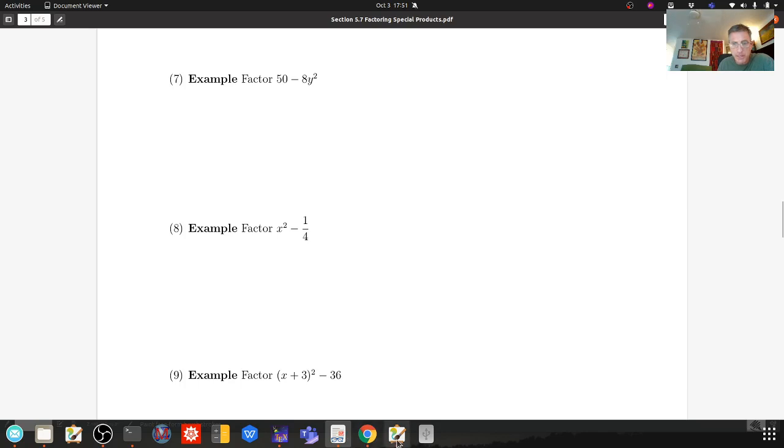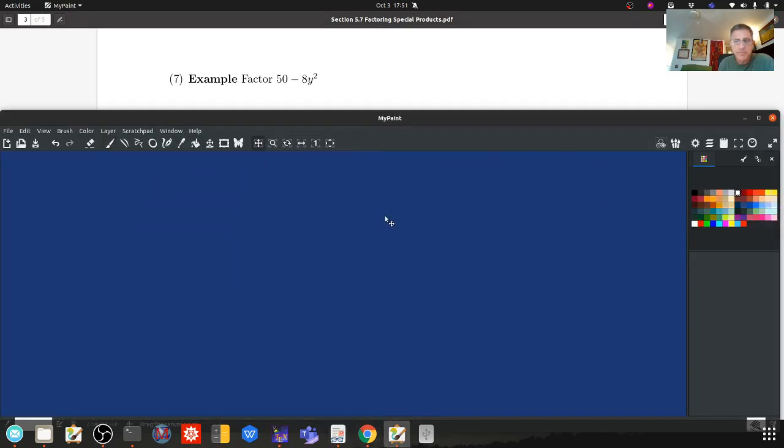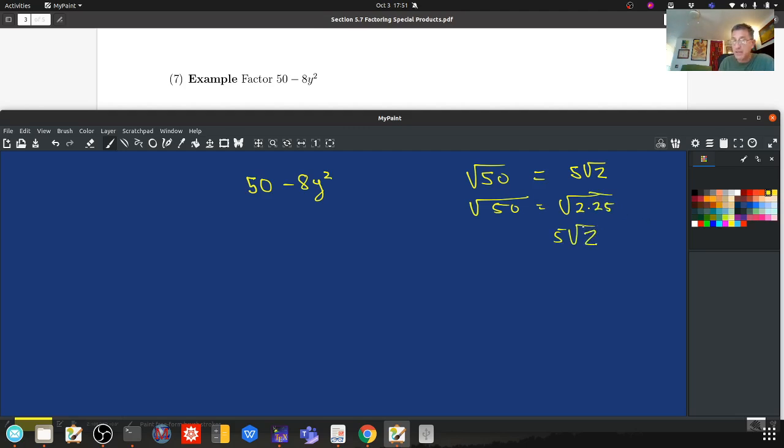So here is going to be an interesting one. Let's take a look at this one: 50 minus 8y squared. Well, the square root of 50 is 5 times the square root of 2, because the square root of 50 is equal to the square root of 2 times 25. And since 25 is a perfect square, I can move it out. So that's not a perfect square. That doesn't count. But there is this little trick that we always have to remind ourselves. And here is the reminder.